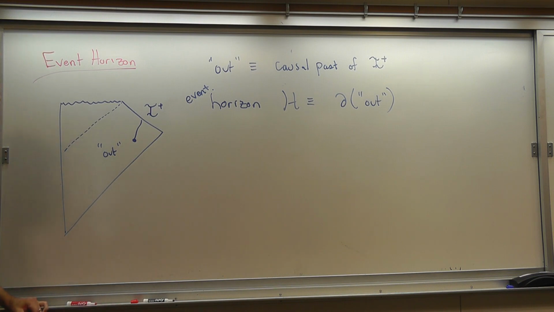There are other notions of horizon of a black hole. The other most popular one is the apparent horizon, which is something that you can detect locally, but it doesn't tell you who can escape to infinity. The event horizon is the true horizon. It tells you who can escape to infinity.